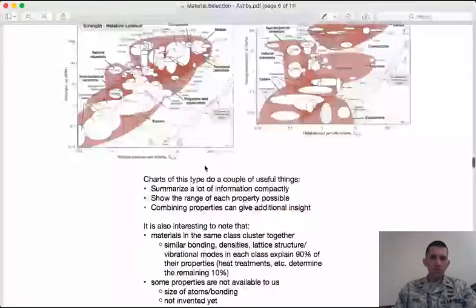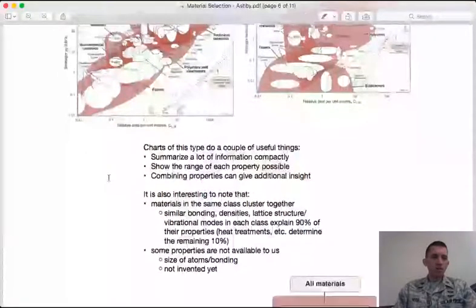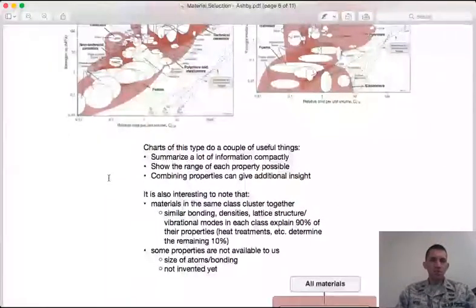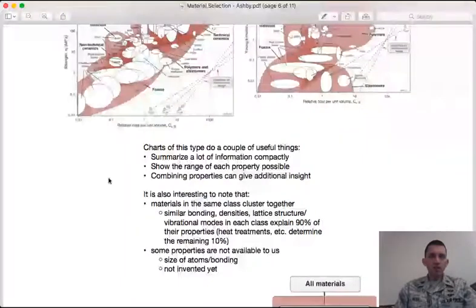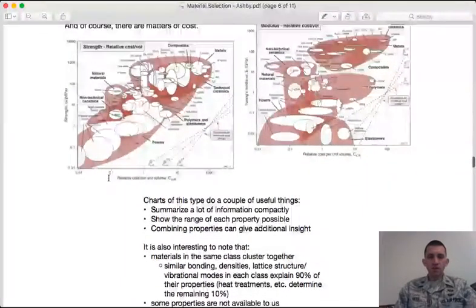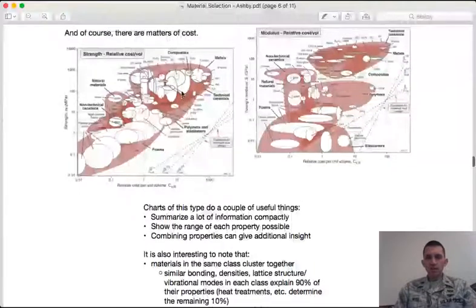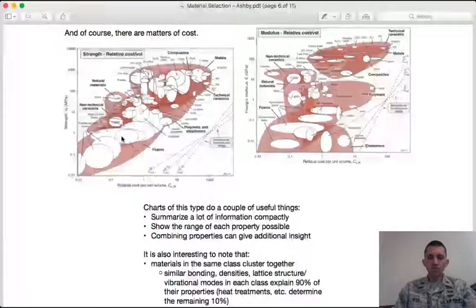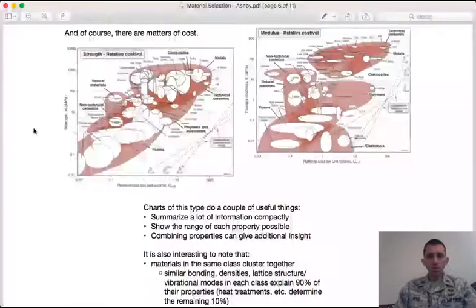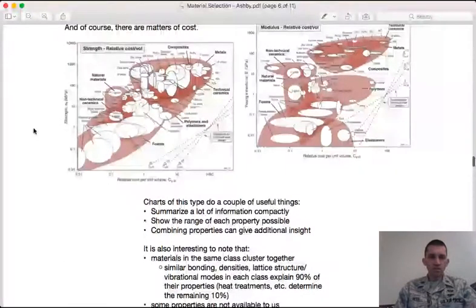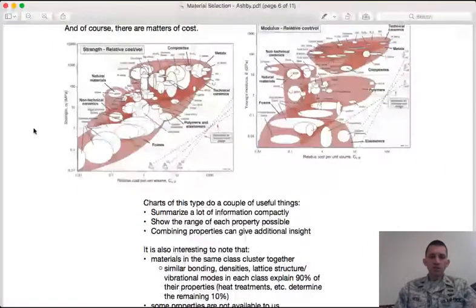And so I showed you a bunch of charts here. The point of these, and Ashby uses them also, is to summarize a lot of information compactly, right? So 120,000 different materials in a lot of different subcategories, all displayed, and you can see the range for that particular material with regards to two or more properties simultaneously. So plotting the data this way, you can put a lot of information compactly and help you to zero in on certain categories of material very quickly.